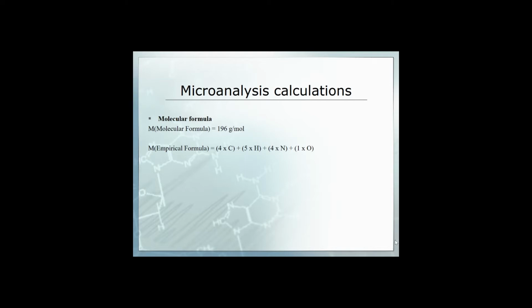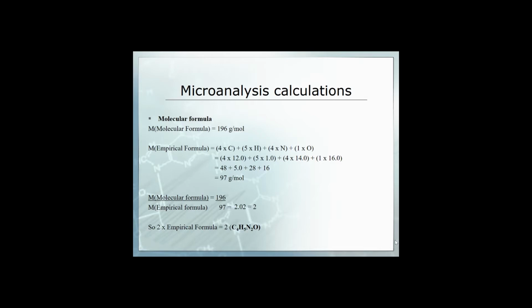And then we put in our molecular masses, just like we did before. So 12, 1, 14 and 16. Then you multiply them and you end up with 97 grams per mole. Now from here we do a ratio to work out if it's the same or if we need to multiply our empirical formula to get our molecular formula. So 196 divided by 97 gives us 2. So therefore we need to times our empirical formula by 2, which gives us our molecular formula of C8H10N4 and 2 oxygens.